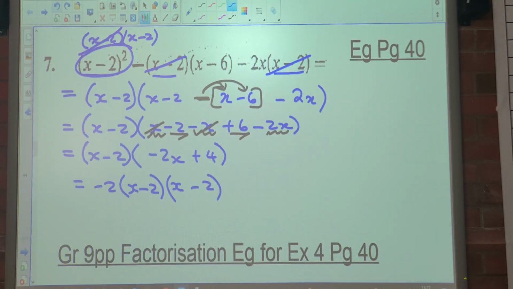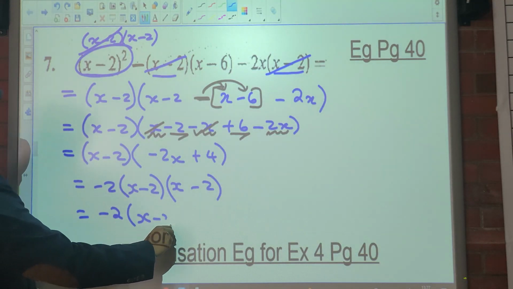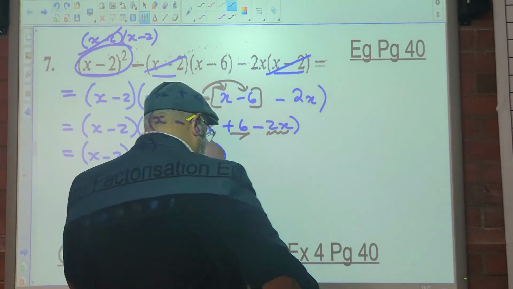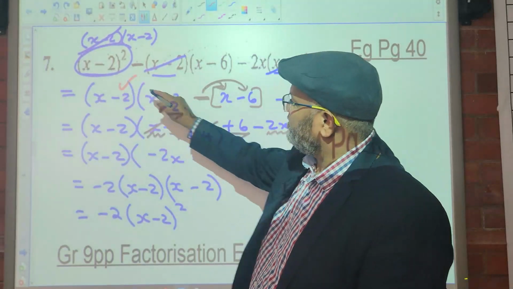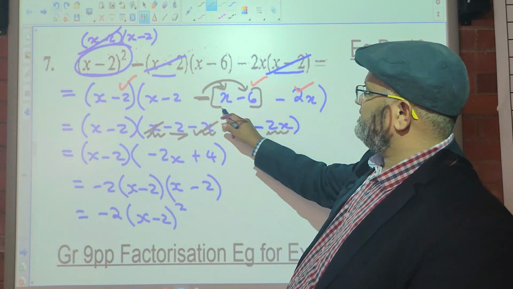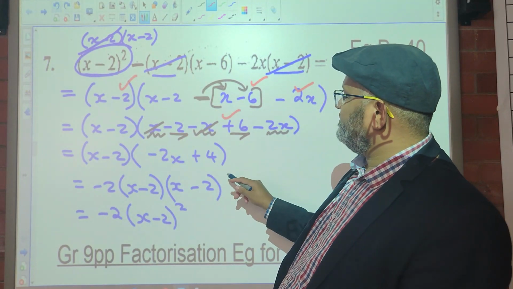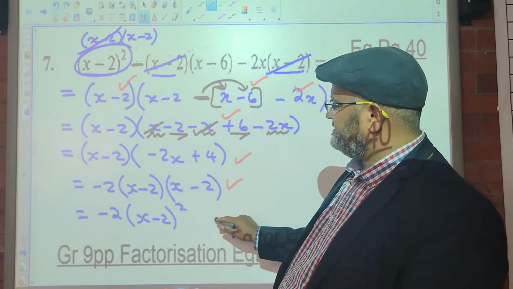So hang on. Is this not the same? So this can be written as negative 2 into x minus 2. People, if this was the sum in an exam, this is how we mark. 1, 2, 3. Don't mess up that thing. Got rid of the brackets, 4. We simplified, 5. Common factor, 6. 7 marks.